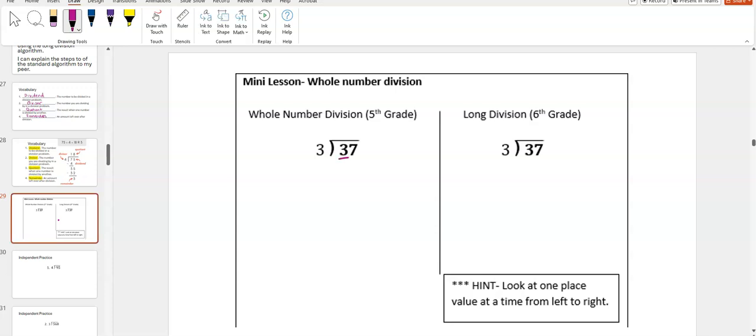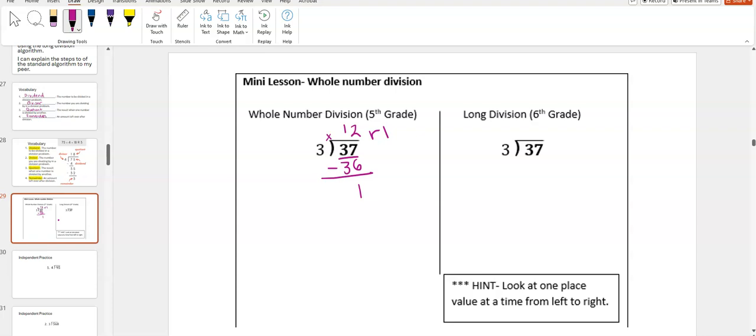You're trying to divide into the entire number, 3 into 37, and you would use your math facts to figure out how many times 3 goes into 37. And you might automatically know that it's 12. Then you would do 3 times 12 to get 36. Subtract, and you would have your remainder of 1 left over. So that's whole number division, and that works really well and nicely for small numbers that you're dividing into.